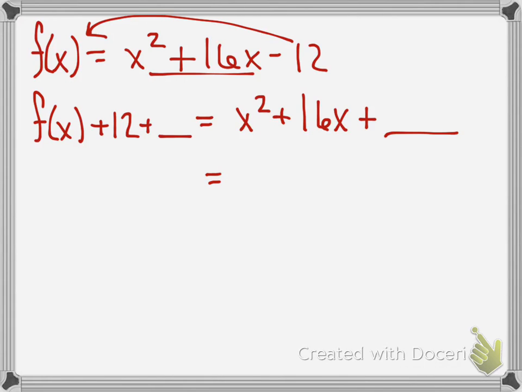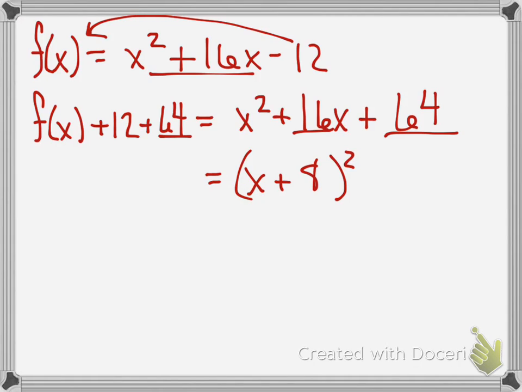Okay, where is my parentheses? Notice that I've already got pluses there. Alright, so what is 16 divided by 2? 16 divided by 2 is 8. So I divide by 2, and then I will square the 8 to get 64. If I'm putting a 64 on the right, I've got to put it on the left, and I can combine these two. 12 plus 64 gives me 76.